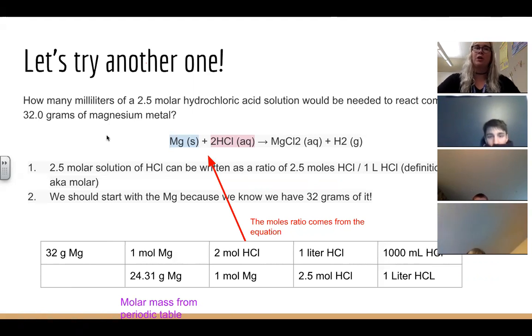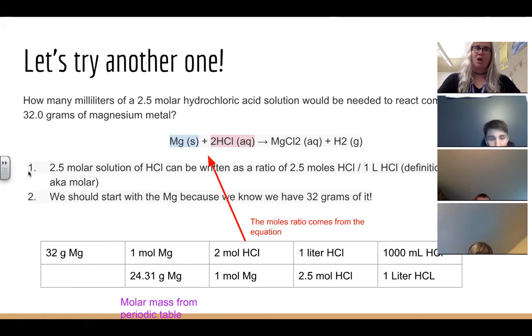It kind of should seem similar to a limiting reactant problem. Why? Because we want to know how much of something is going to be needed to react completely with this amount of magnesium metal. So in other words, magnesium metal is kind of our limiting reactant here because we only have 32 grams of magnesium metal, and we want to know, well, how much of this hydrochloric acid solution are we going to need in order for all of the metal to react? Okay, there's a lot happening in this, so let's break it down.